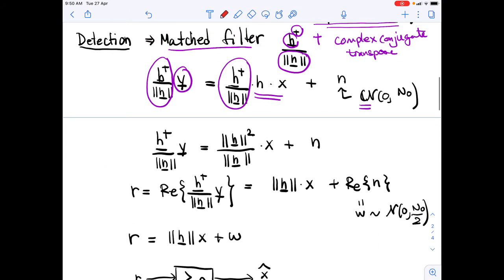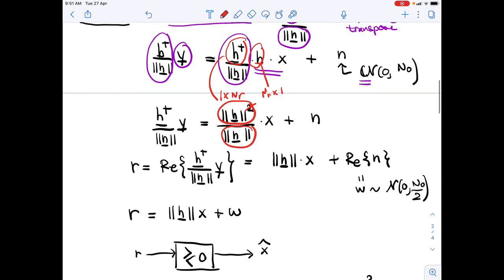Okay, so let's multiply things out. You see that this is H transpose, complex conjugate and transpose. This is vector H, right? Remember this is nr by 1, so this one is going to be 1 by nr. But once you multiply, you're going to get a number. That number is going to be the norm squared, divided by its norm. So you cancel one factor on the top, and we're going to take the real part, right?